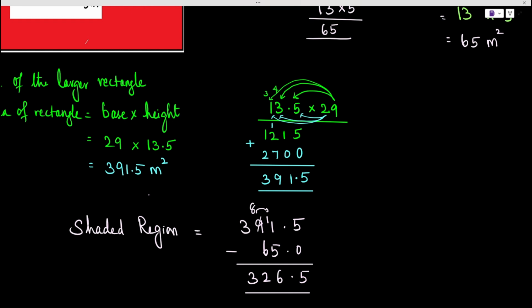So the shaded area is 326.5 meters squared.